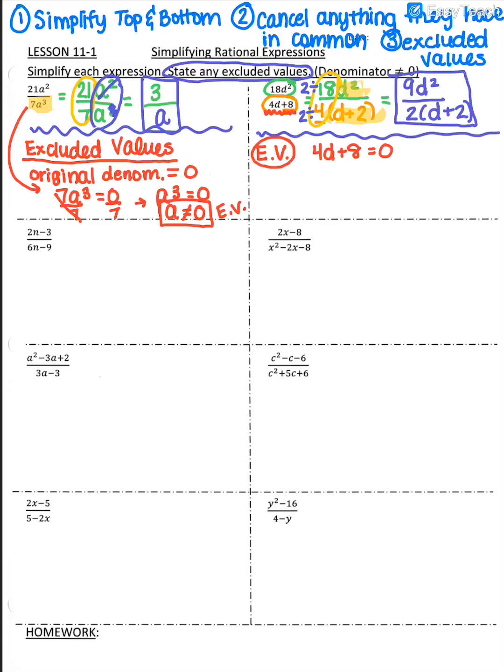Okay, so 4d plus 8 equals 0. I'm going to subtract the 8 over to the other side. Remember, I'm really just trying to get d by itself. That is solving this equation.